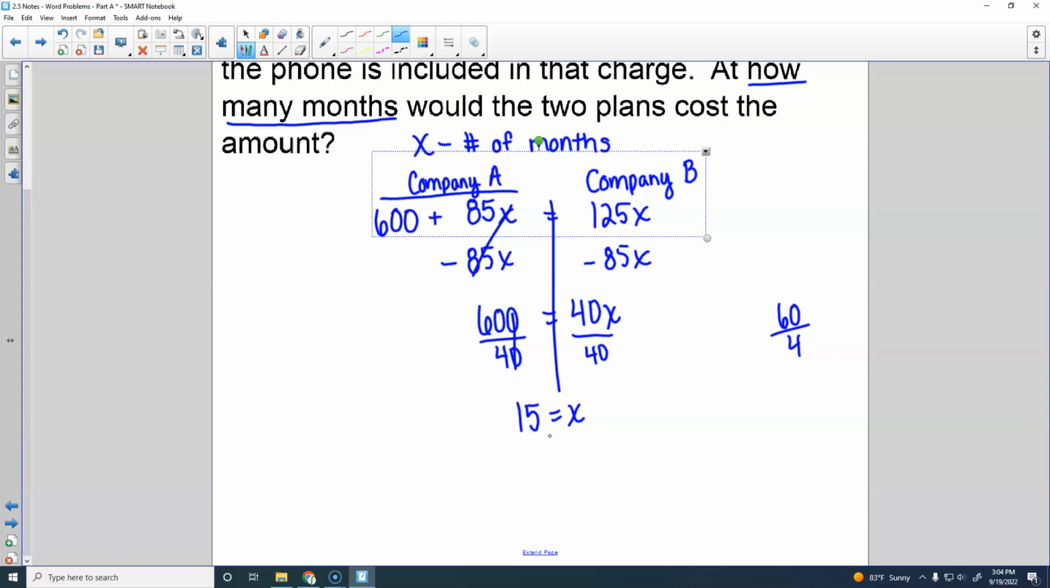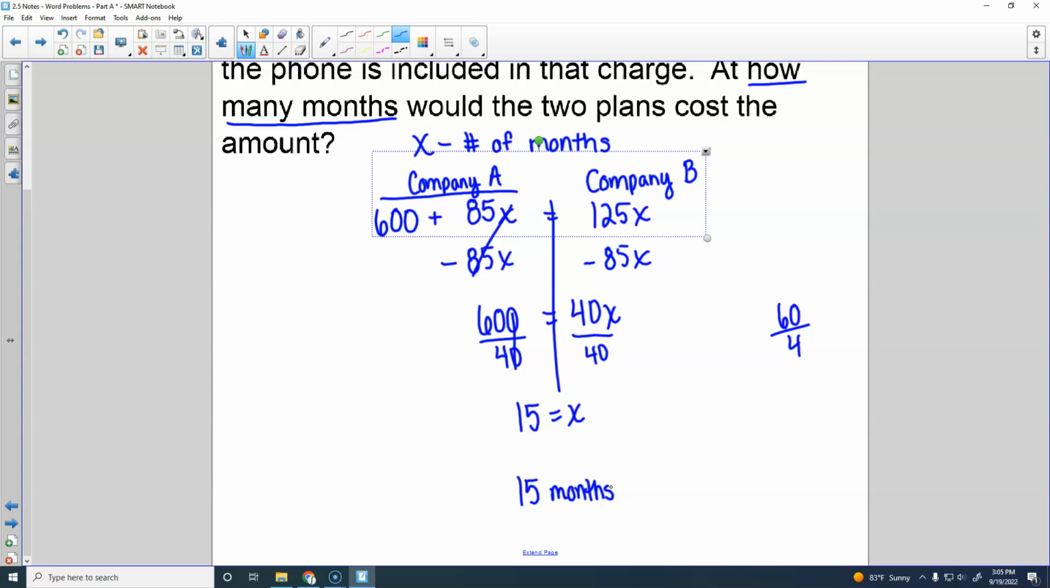Something like this I might put on calculator active or inactive. Whenever we get to some of these, I might let you use the calculator because sometimes nothing we've done so far would be too bad without a calculator, but we may get into some later that do. Okay, so 15 months, the plans cost the same.